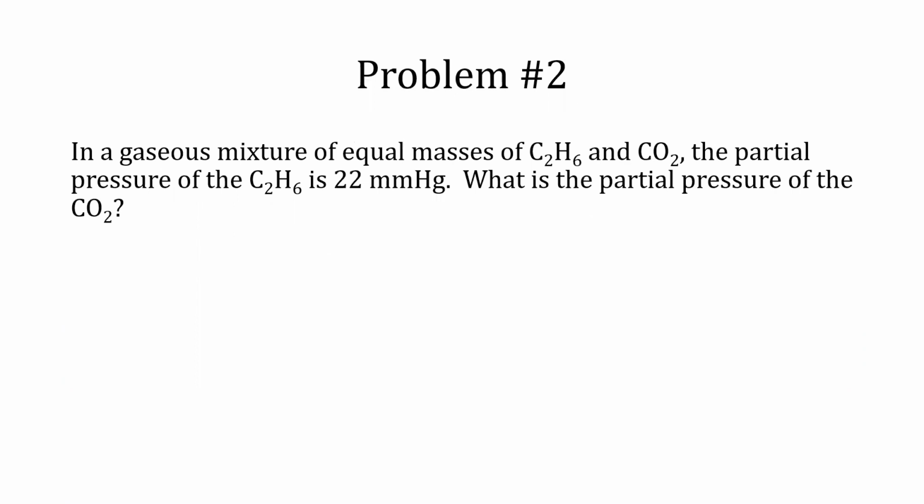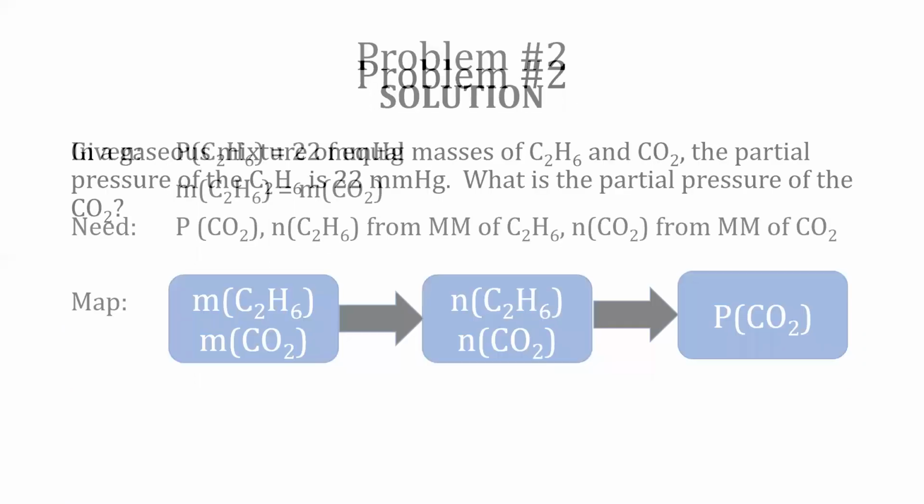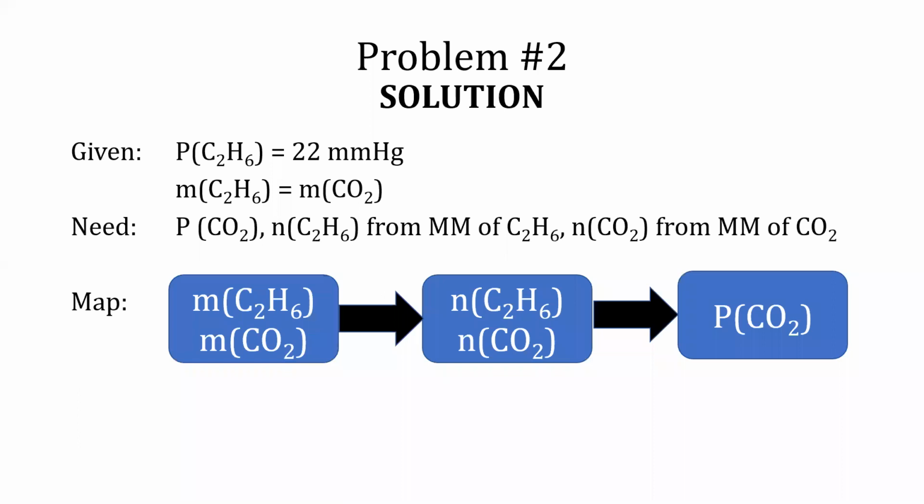Problem 2 is, in a gaseous mixture of equal masses of C2H6 and CO2, the partial pressure of C2H6 is 22 mmHg. What is the partial pressure of CO2? It is given that the pressure of C2H6 is 22 mmHg, plus the mass of C2H6 equals the mass of CO2. The question is, can one obtain the pressure of CO2? Yes, if one can get the moles of both gases by using their respective molar masses.